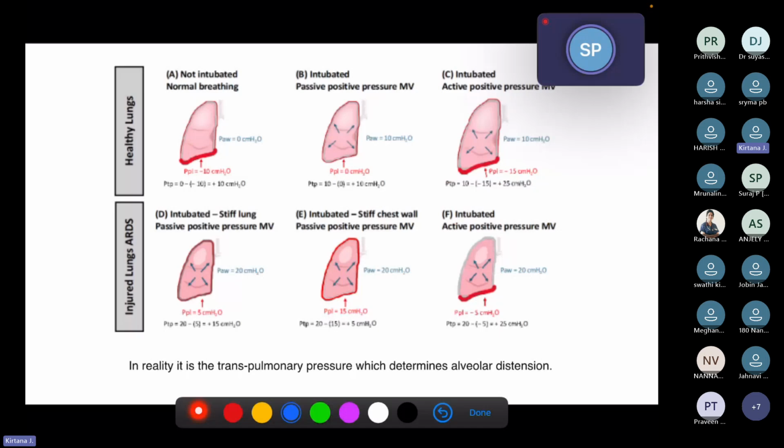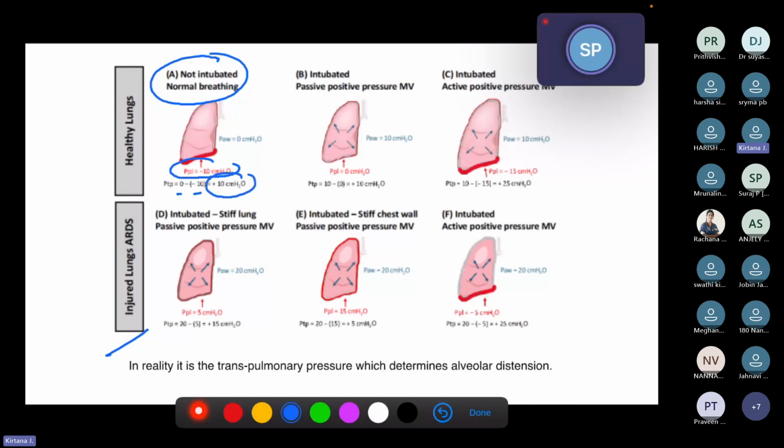So let us just look at this example again. Suppose a patient is not intubated and he's breathing normally, right? So his atmospheric pressure is zero, his airway pressure is going to be zero, and the patient, because of his conscious efforts, is generating a negative pleural pressure of minus 10. Therefore, the transpulmonary pressure is 0 minus minus 10, that is 10.